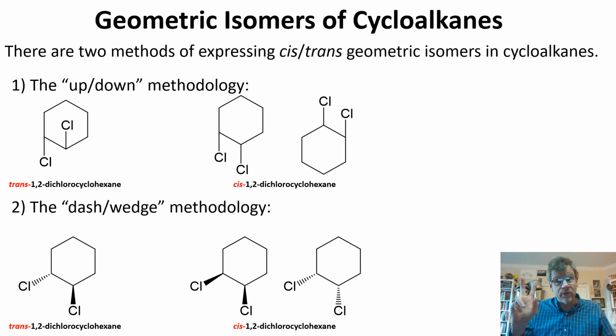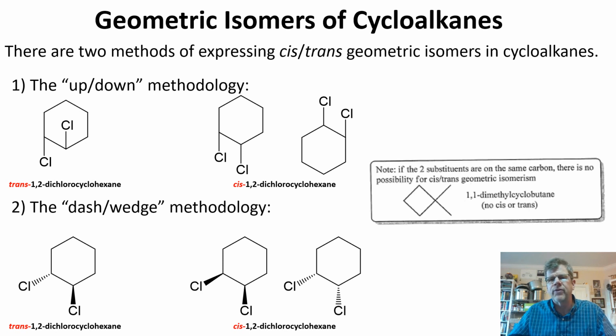Are they on the same side? Then it's cis. Are they on different sides? Then it's trans. The only time that we would have a di-substituted cycloalkane system that did not have cis and trans is if those two substituents were off of the same carbon. If two substituents are on the same carbon, there's no possibility for cis-trans geometric isomerism.